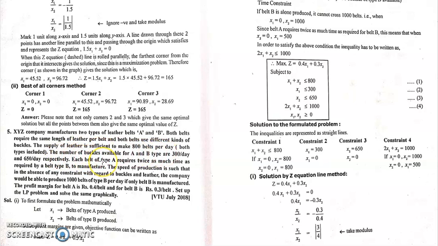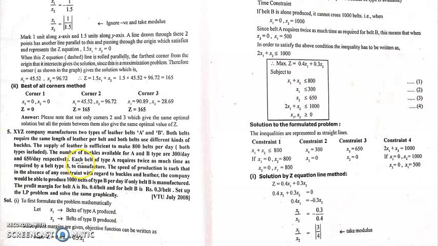The number of buckles available for A and B type are 300 per day and 650 per day respectively. So this is the constraint on the buckles. Earlier the constraint was on the leather, now the constraint is on the buckles.